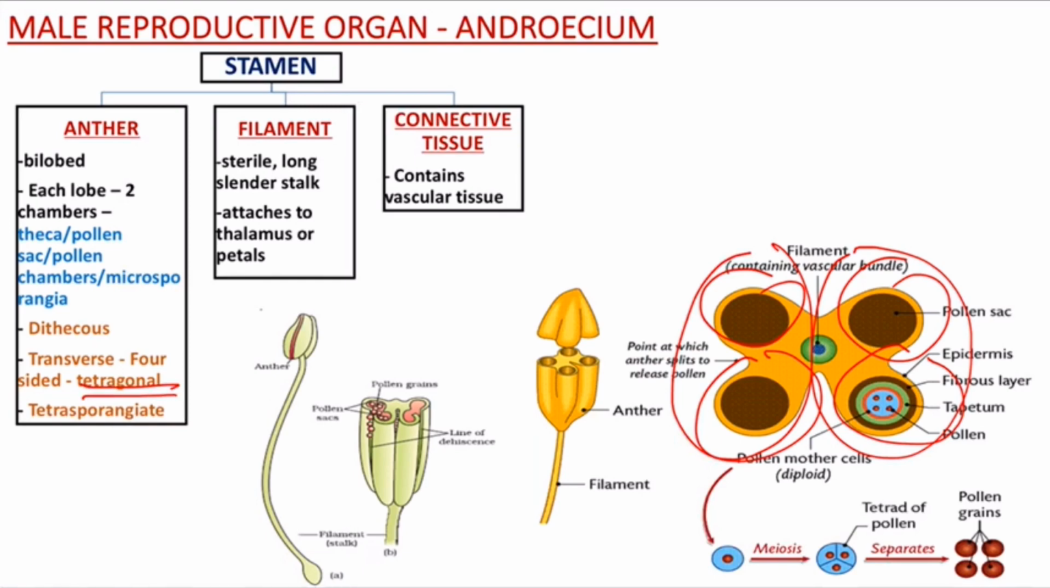Tetragonal structure. And at each corner we have a microsporangium, four microsporangia in total, 1, 2, 3, 4. So how many microsporangia are there? 4. So we say it is tetrasporangiate, right? So this is all about the structure of anther. Fine.